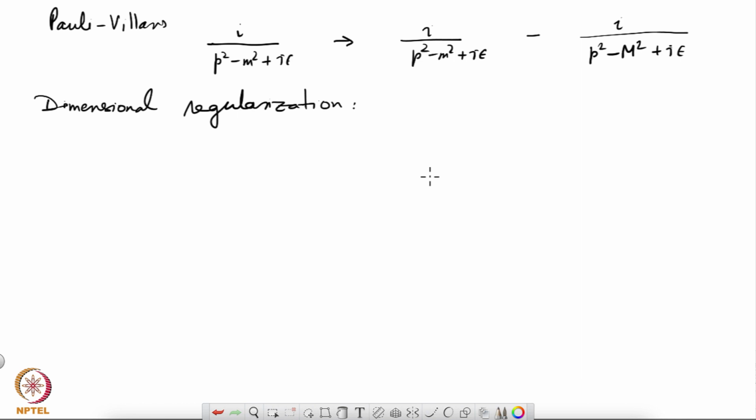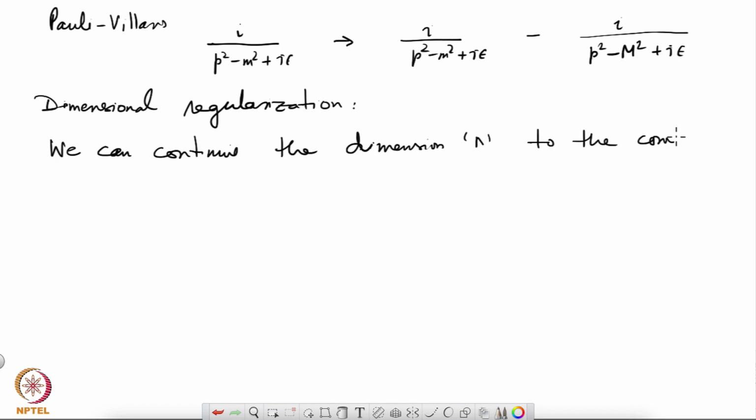Okay, so what I'm going to show you is that this can be done, meaning I'll show you that we can continue the dimension n to the complex plane. Okay, and this is what I plan to show you explicitly in this lecture. Okay, let's see how it is done.